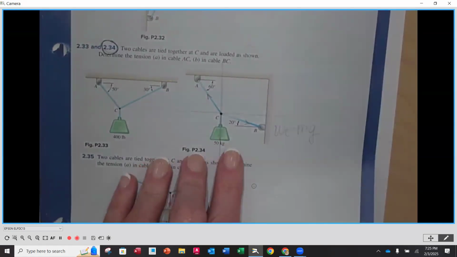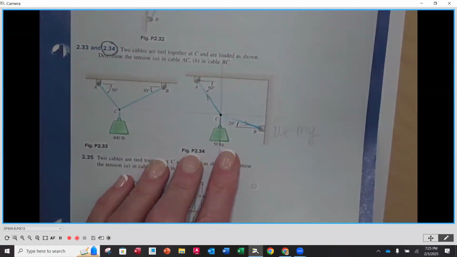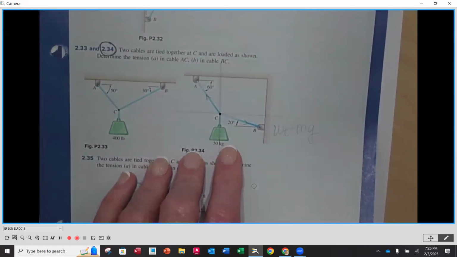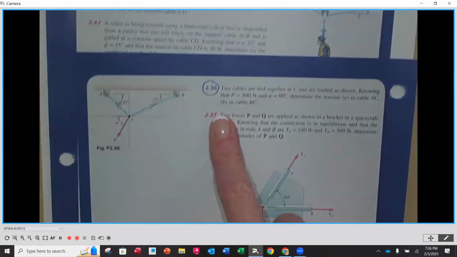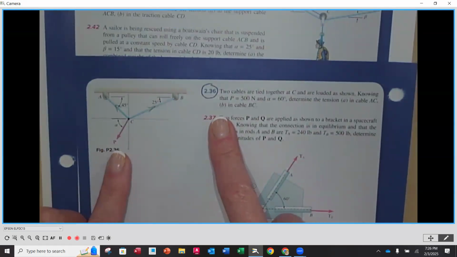So that's the first two. Again, rectangular component method only, all right, for all of these problems. The next one you have is going to be 36. 36 is at the top here.